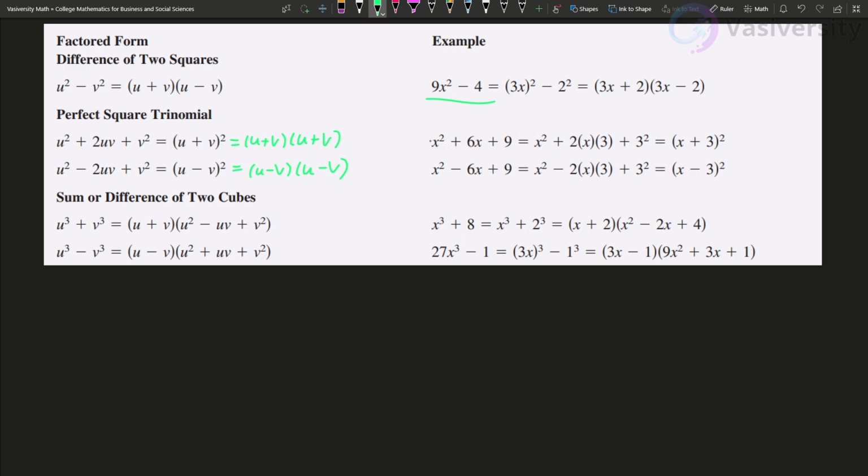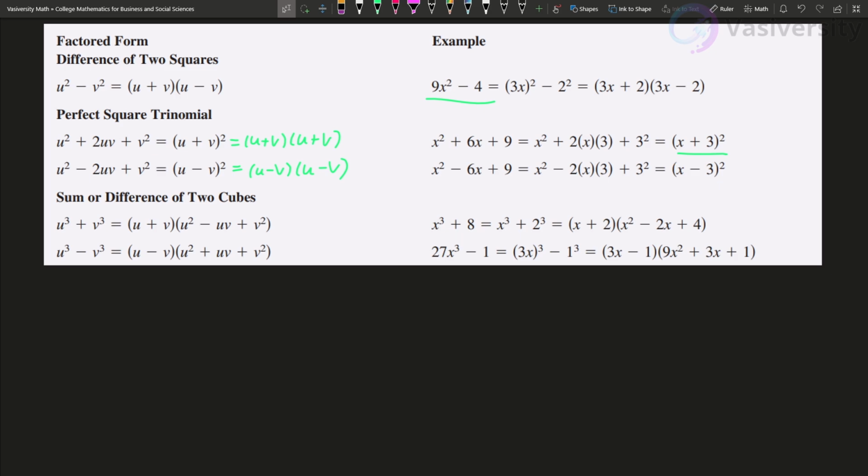Similarly for this one, x squared plus 6x plus 9 is going to be x squared plus 2 times 3 times x plus 3 squared, which is the same thing as x plus 3 squared. Okay, similarly for the second one, and for the last one, we can use the cube formula. Right, the cube formula, the sum of the cubes and the difference of the cubes. Okay, perfect.